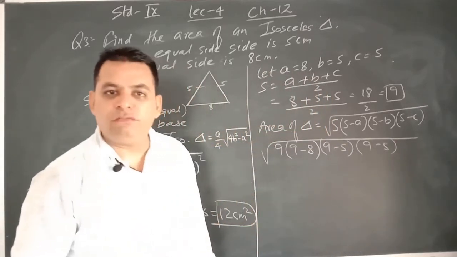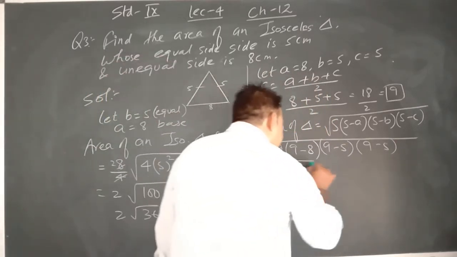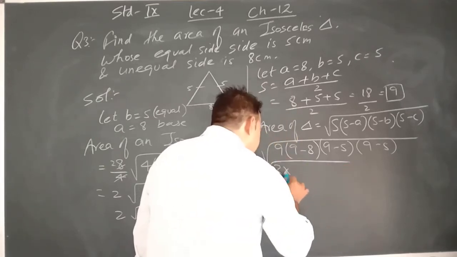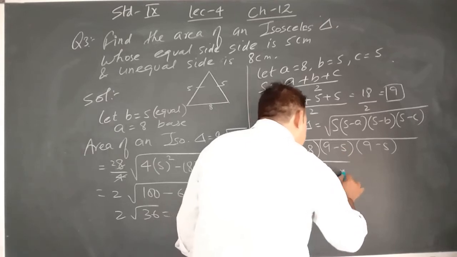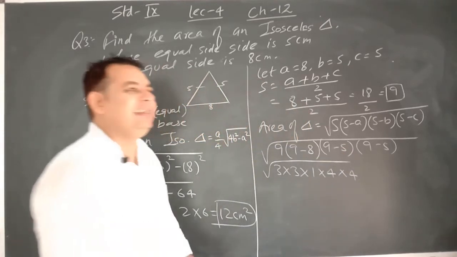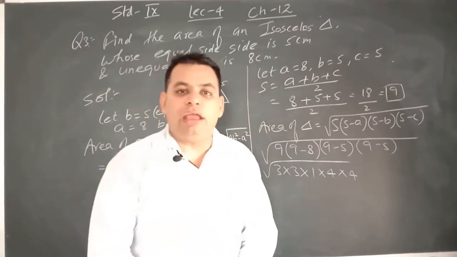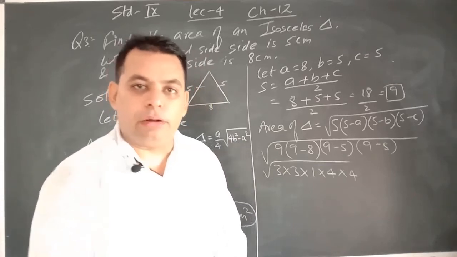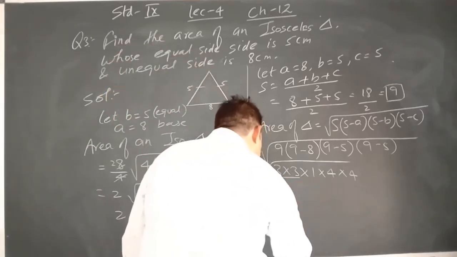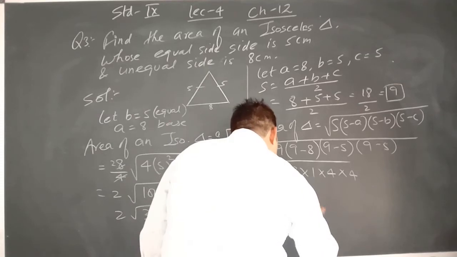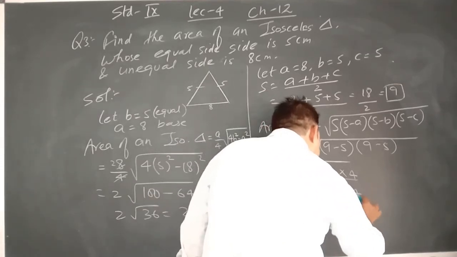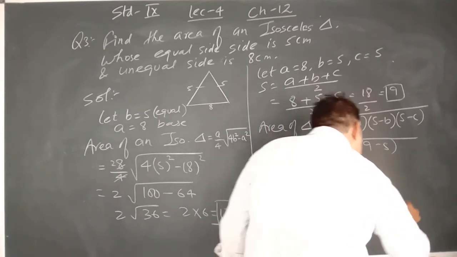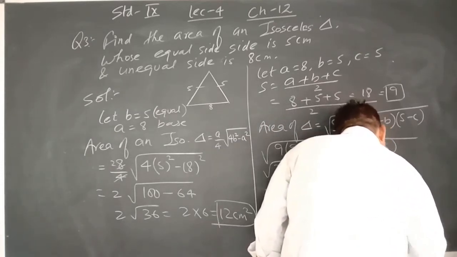B and C value is 5. Now I will split out 9, that is 3 into 3, 1, 4 into 4. Now you can clearly see that 3 and 4 are forming the pair. So I have taken out 3. Therefore, area equals to 3 and here the 4 is forming a pair. 3 4s are 12 centimeter square.